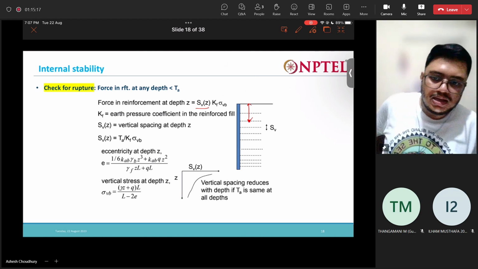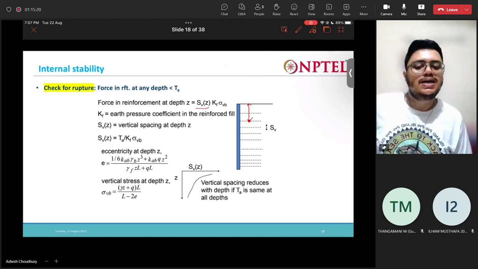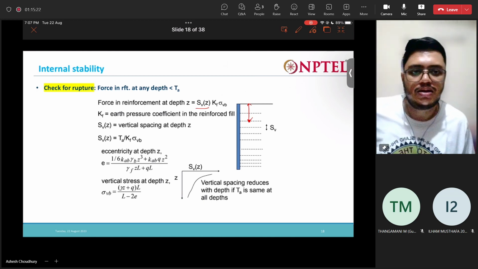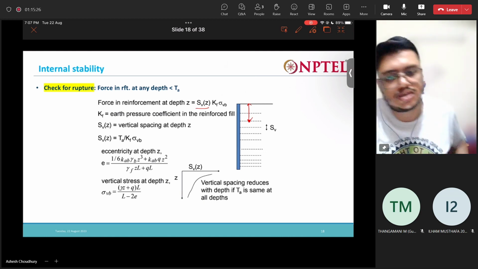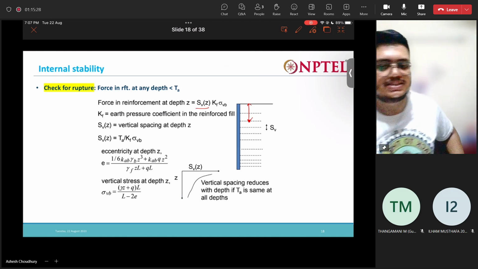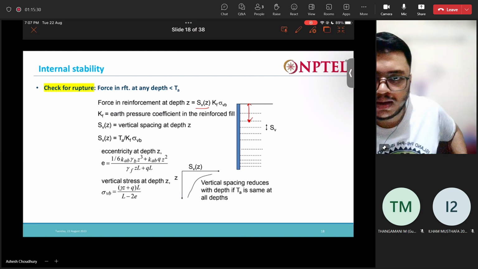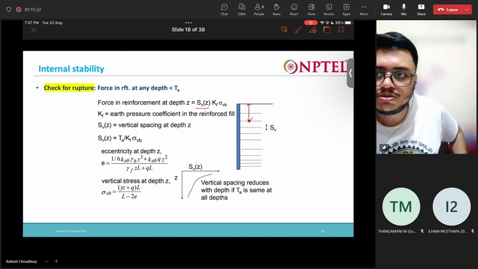Else what will happen? If it is greater than Ta, then rupture will happen, right? So we cannot allow rupture to occur. So this force that occurs should be less than Ta. All right, then yeah.